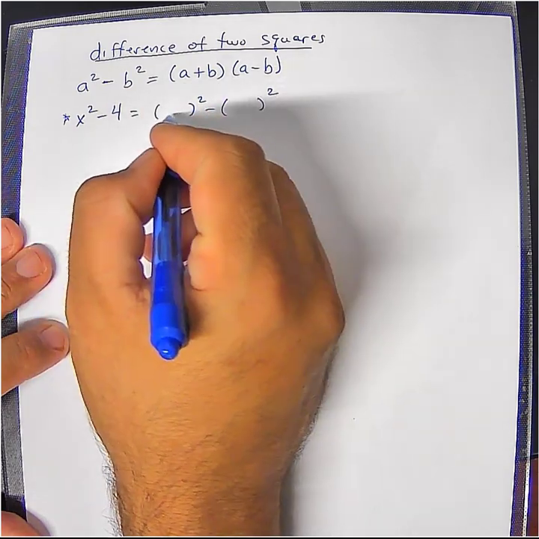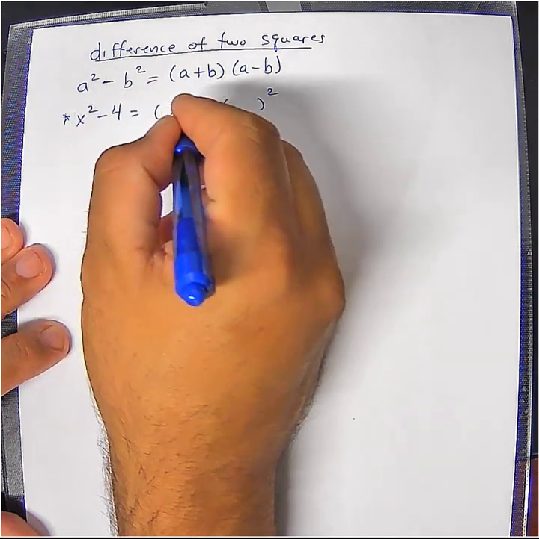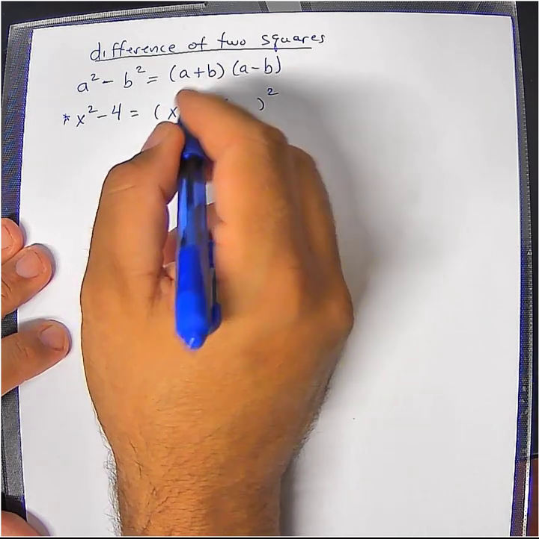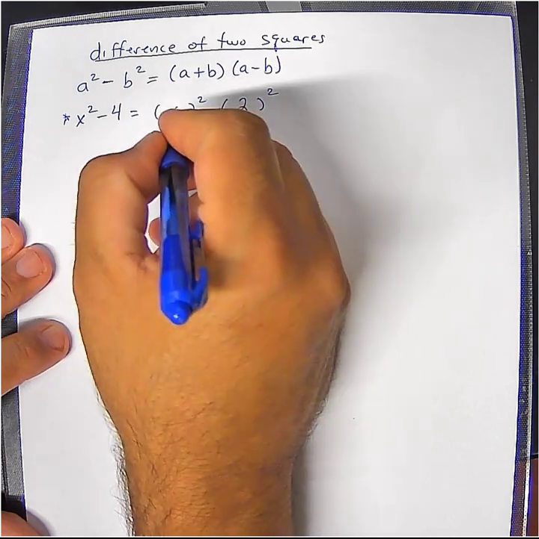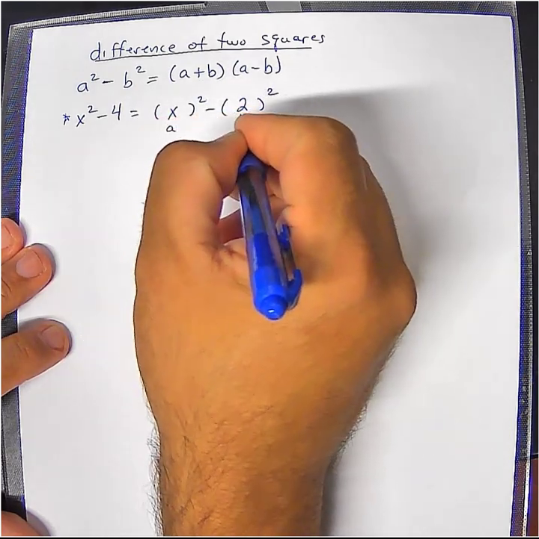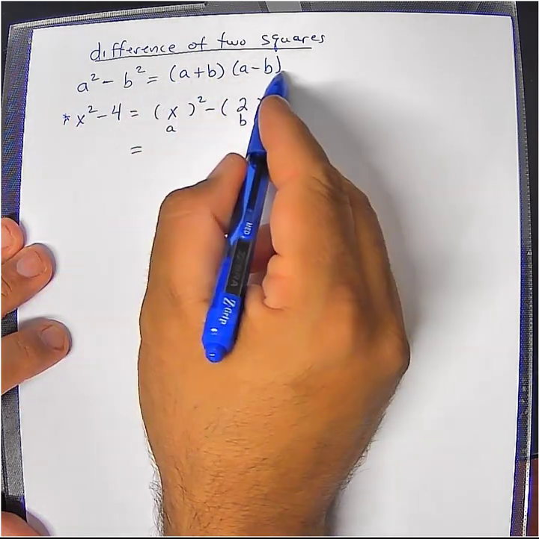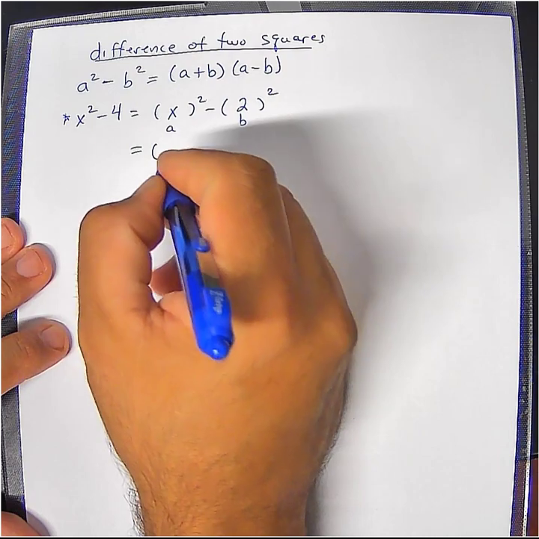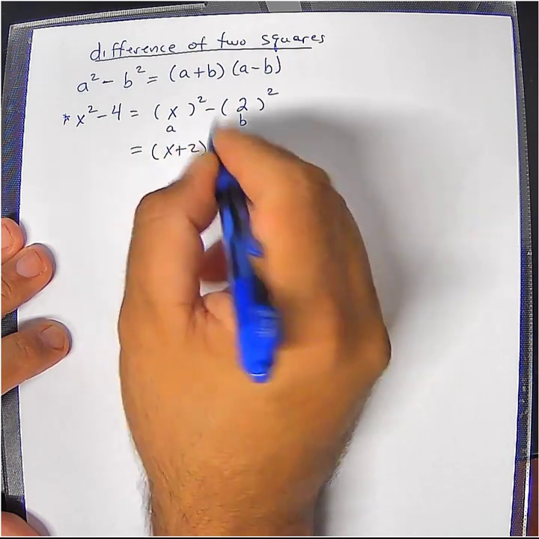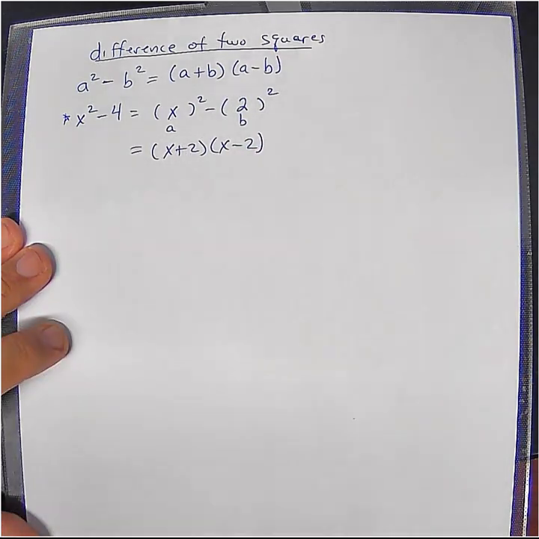So what can I put in here to get this x squared? Well, 2 divided by 2 is 1, so that's x to the first. That still gives me x squared. What number times itself gives me 4? That is 2. So this acts like my a, this acts like my b. So we're going to follow that formula. It's going to be a plus b, so it'll be x plus 2. And then a minus b be x minus 2. And we are done.